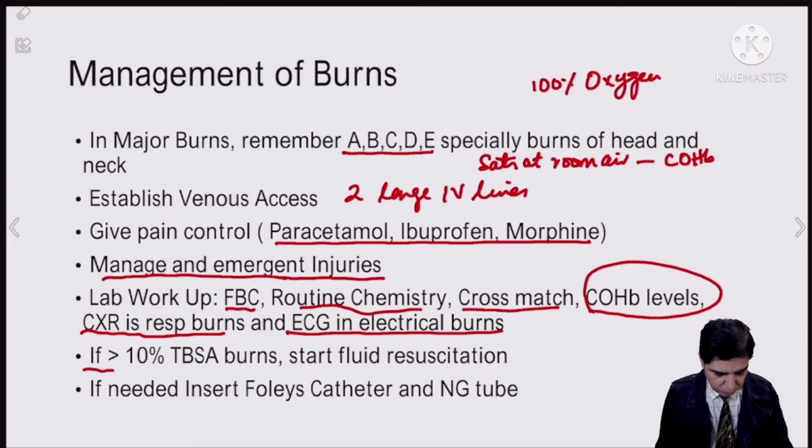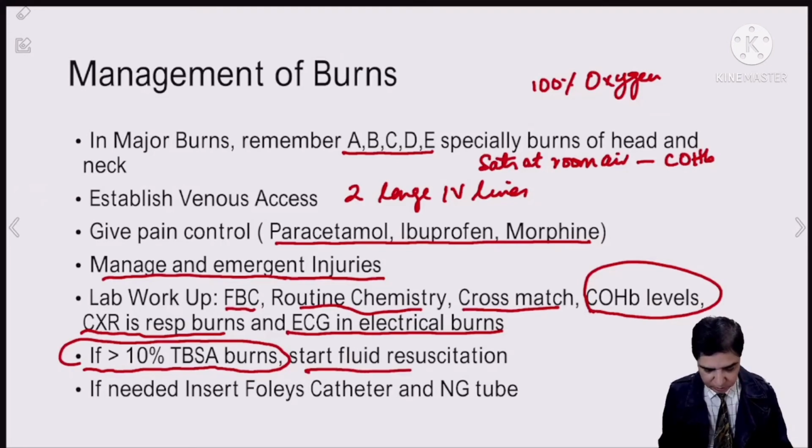If the total burnt surface area is greater than 10%, then we have to start them on fluid resuscitation. And I will come in a moment to how we give them resuscitation fluids, like we use the Parkland formula. I will come to that later on.